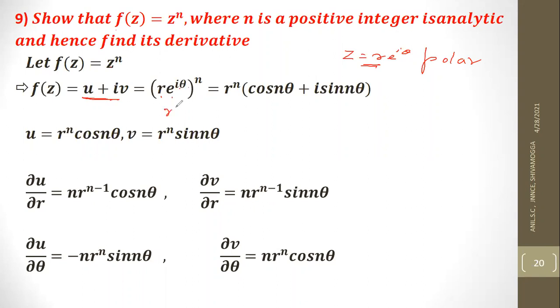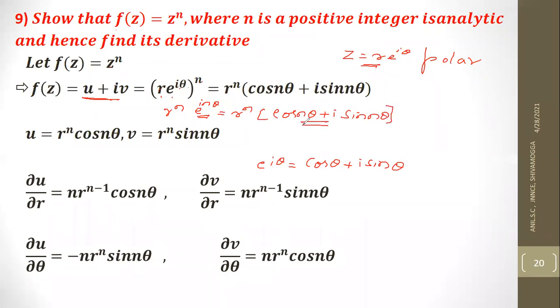This is equal to r power n into e power I theta whole power n, that can be written as e power I n theta. This is Euler's form of complex number. What's e power I theta? E power I theta is cos theta plus I sin theta. Therefore, e power I n theta is cos n theta plus I sin n theta. Therefore, this is equal to r power n into cos n theta plus I sin n theta.